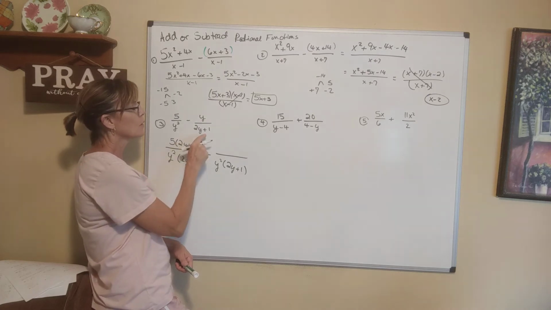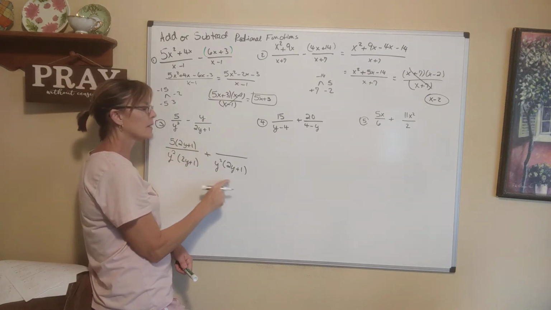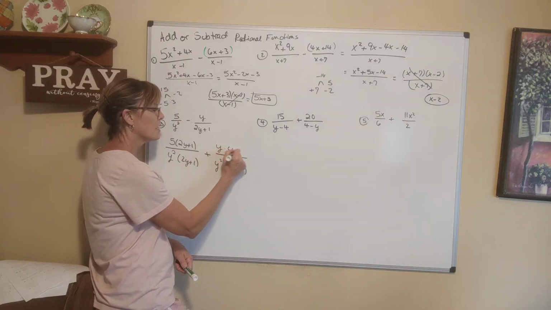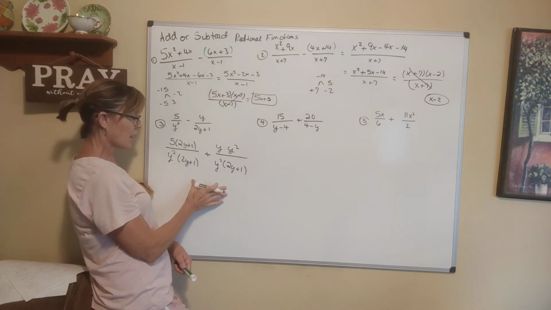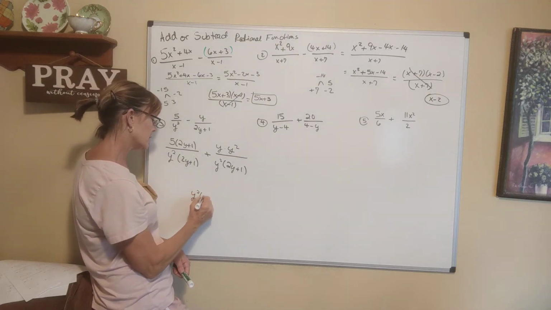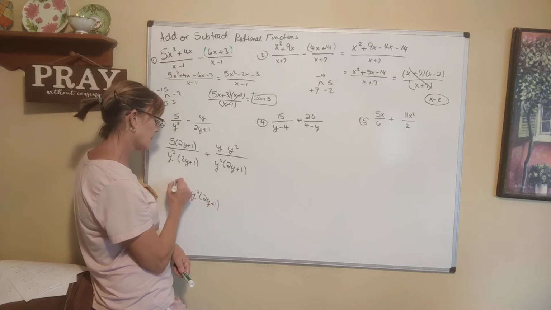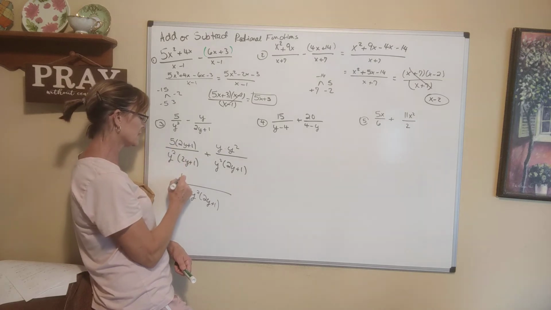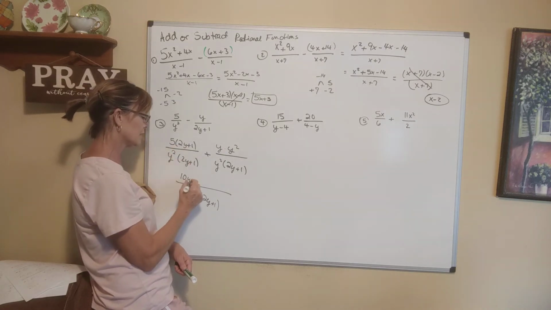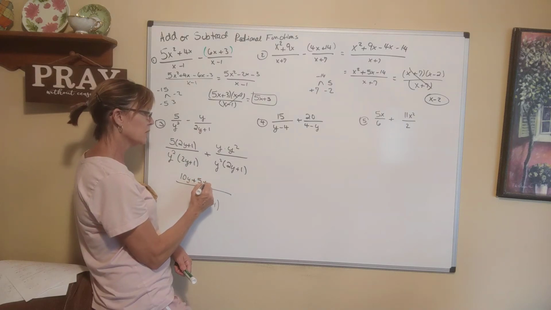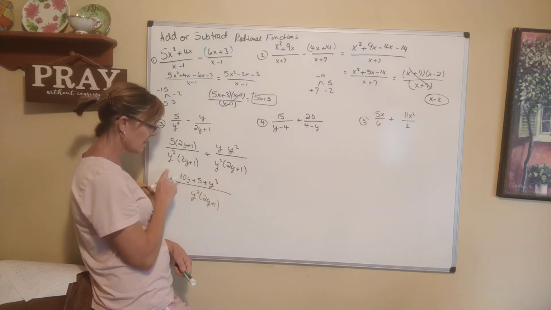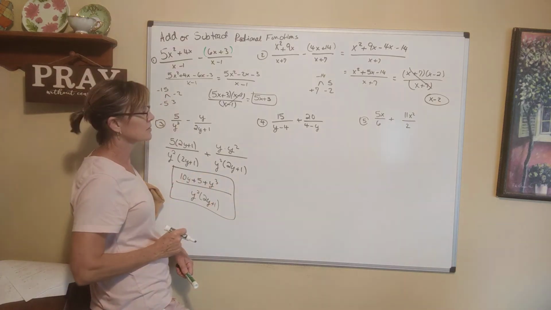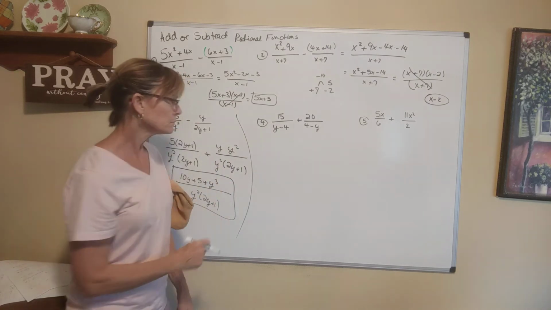What changed here? We went from 2y plus 1 to y squared times 2y plus 1. So we have to multiply the numerator also by y squared. Now they have a common denominator, y squared times 2y plus 1, and we can combine the numerators. I'll distribute as I go. I have 5 times 2y is a 10y, 5 times 1 is a 5, plus y to the third. I can't factor that, so this is going to be my final answer. That's a combined fraction.